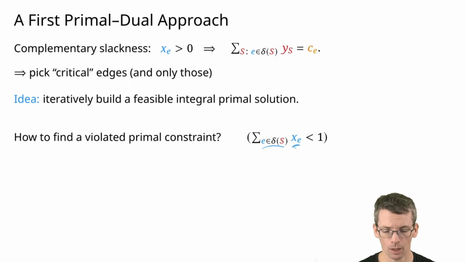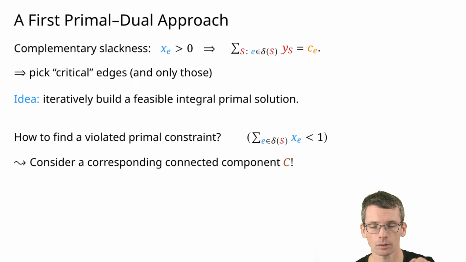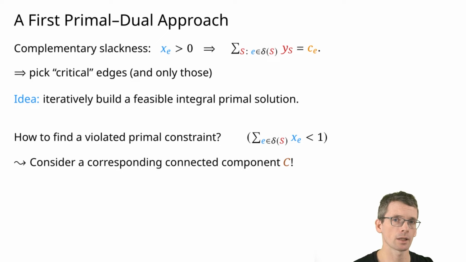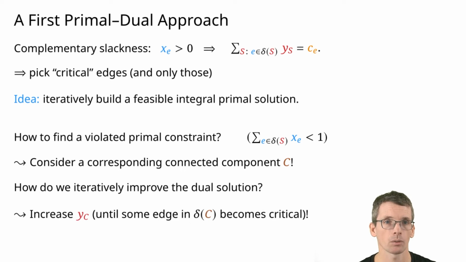And how do we find those constraints? We will do so by considering the connected components for each of the S_i, T_i, and restrict ourselves there obviously to those where there's one i such that the connected component only contains S_i, or it only contains T_i but not the other one. And then how do we improve the dual solution? Yeah, so we're going to increase the Ys for those components until some edge becomes critical.